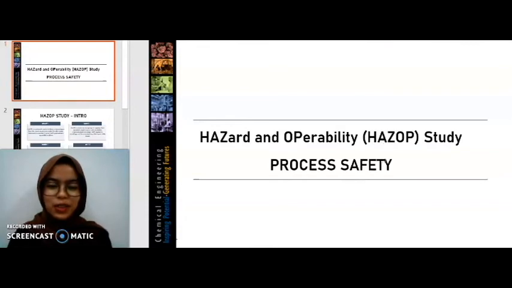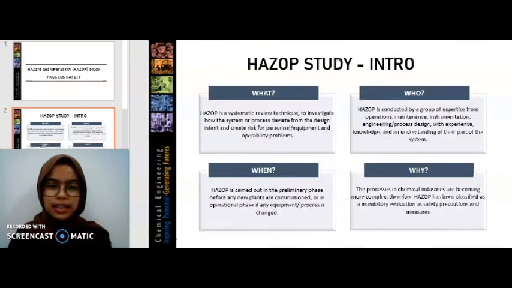So our project also covered HAZOP as part of process safety. Here's a brief introduction of HAZOP. It is a risk management technique used to identify potential hazards and flaws from the design and operation that can deviate from its original intention.